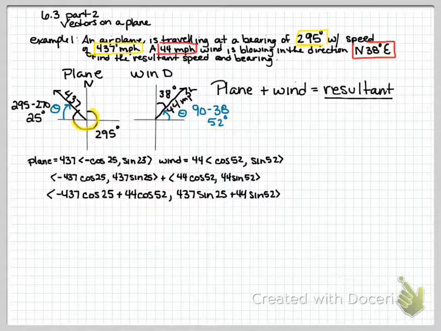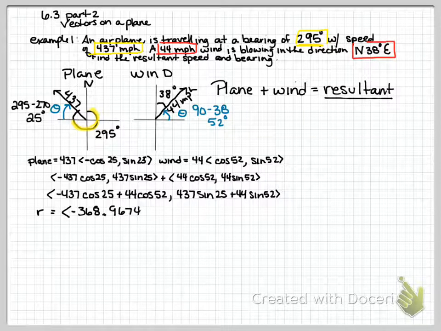Okay. And we did this last class where we could take two vectors and add them together by adding their components. Now we're going to use our calculator and we're going to find our resultant vector. So our R, I'm going to use R to represent resultant, is going to equal, so type the first thing into our calculator, and we do need to store both of these values because we're going to be using them a couple of times, so you want to store both of them. So negative 437 cosine of 25 plus 44 cosine of 52 gives me negative 368.9674. And again, you want to store that. And because this is like the x value, I'm going to store it actually as x.